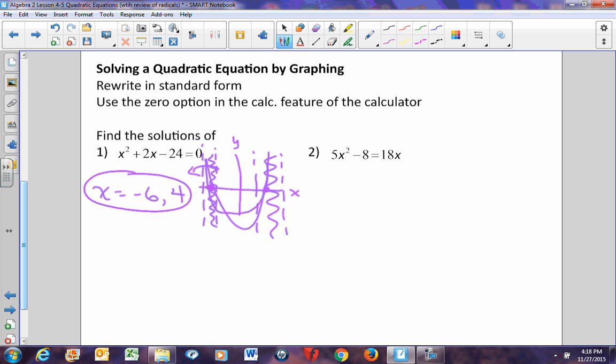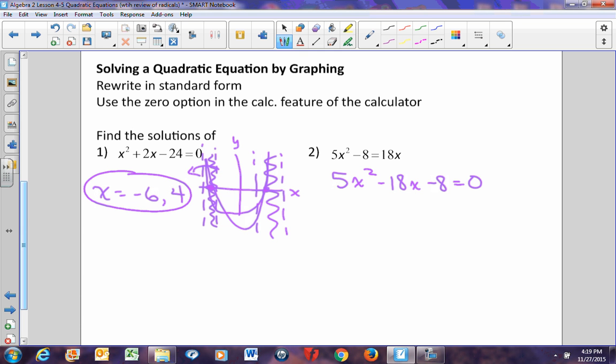Second graph here, 5x squared, we're going to put it in standard form: 5x squared minus 18x minus 8 equals 0. I'm only going to do this one on the Inspire because you should be able to figure it out by now. So I'm going to put a new graph in here, and it's 5x squared minus 18x minus 8. Graph that.